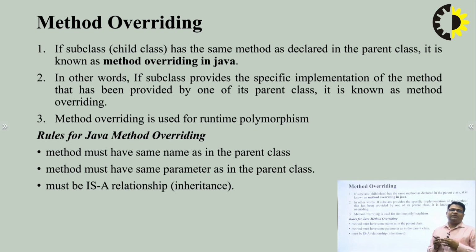In other words, if a subclass provides a specific implementation of a method that has been provided by its parent class, this is known as method overriding. Method overriding is used to achieve runtime polymorphism. In this case we are taking care of these things: the method must have the same name as the parent class, and the method must have the same parameters as the parent class. This is the overall photocopy of the method. There must be an is-a relationship, that means overriding is achieved through inheritance. One method is declared in the parent class, and the same method is declared in the subclass, making an inheritance hierarchy.